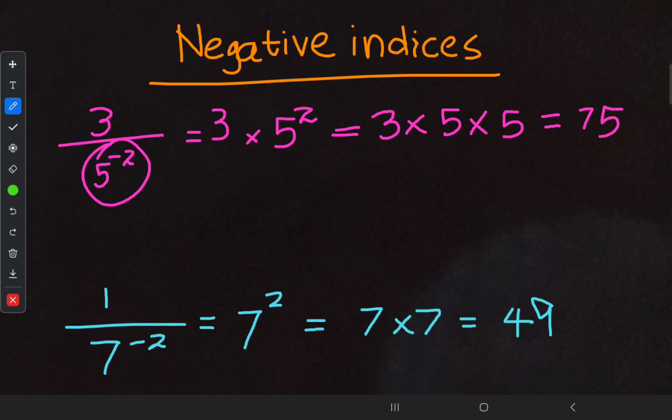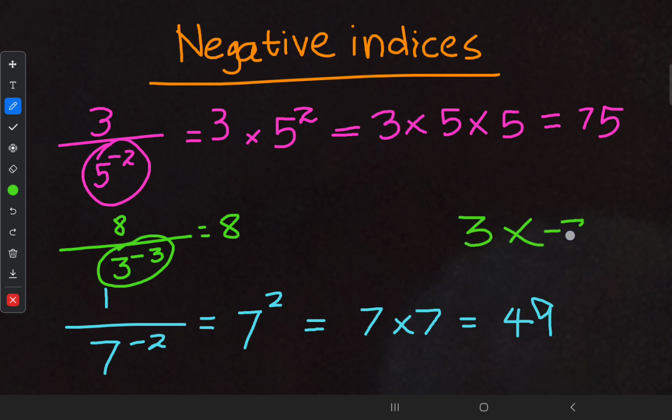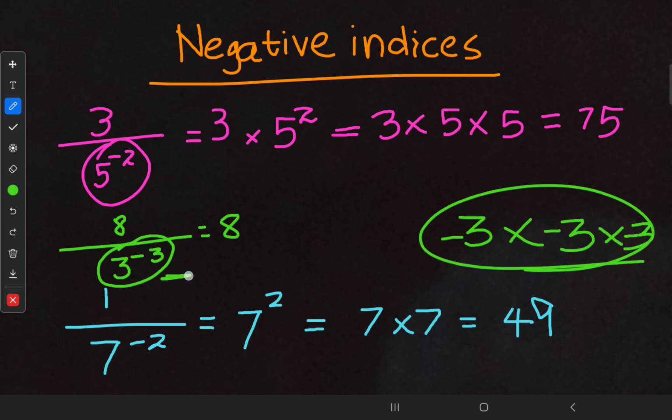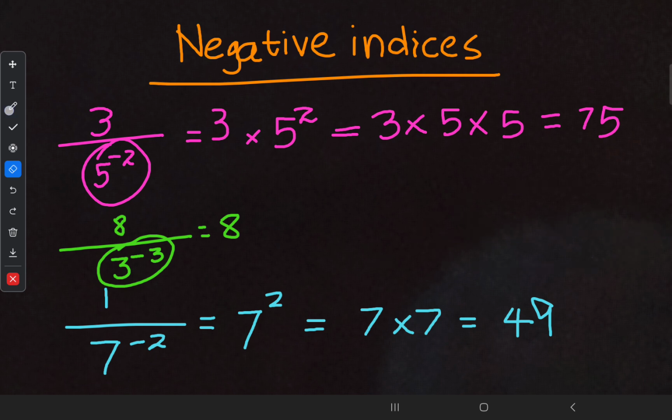Let's do one more question. 8 upon 3 to the power of negative 3. 8 is a positive value. No need to convert that one. But when you look at your denominator, that has a negative power. So we can convert it by using a negative power. This is not proper to indicate negative 3 into negative 3 into negative 3. This is not the expansion of this one. I'll explain the negative expansion continuously. After this, let's discuss them.